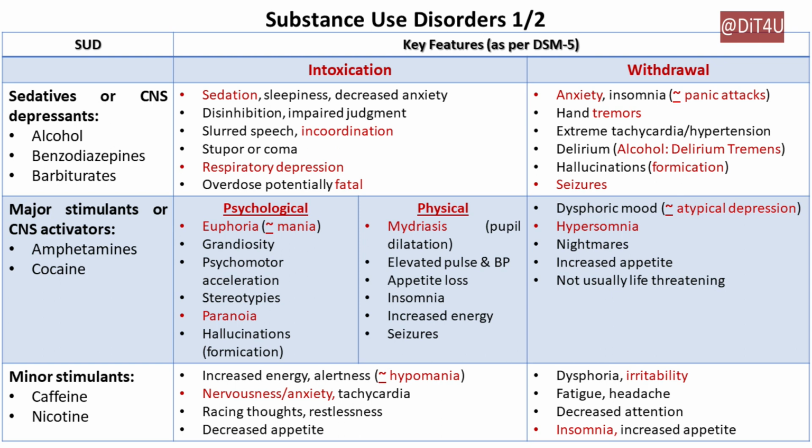Increased energy and alertness. So major stimulants cause manic-like symptoms. So minor stimulants cause hypomania-like symptoms. Nervousness, anxiety, tachycardia, racing thoughts and restlessness, decreased appetite. Withdrawal features, dysphoria, irritability, fatigue, headache, decreased attention, insomnia, and increased appetite.